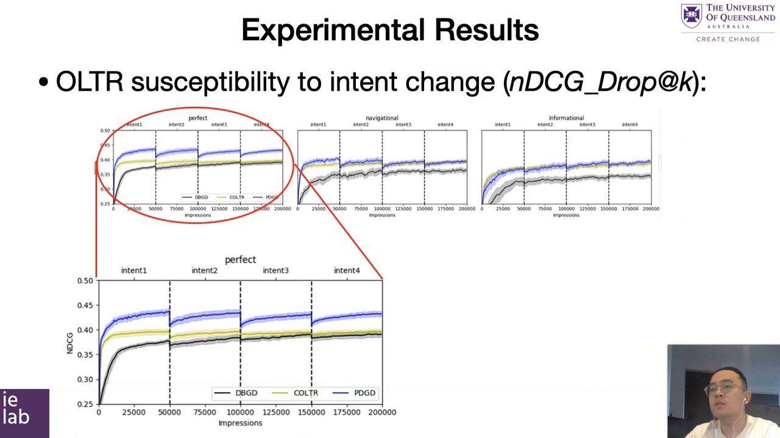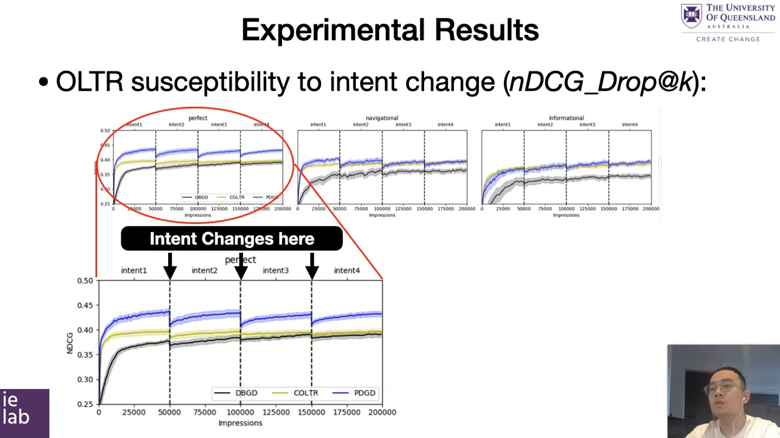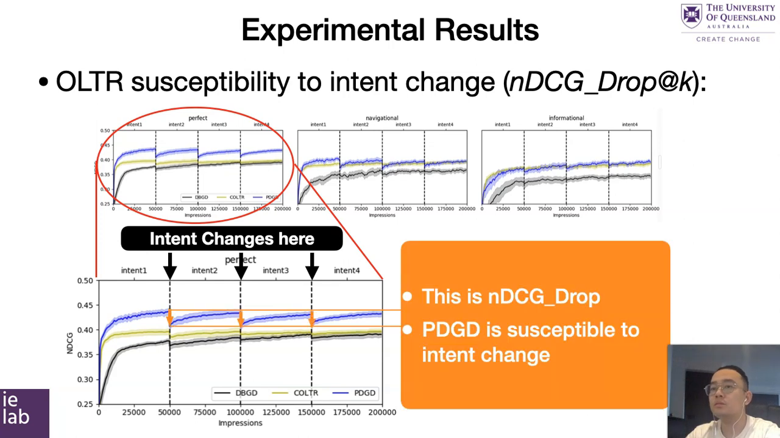We first discuss the susceptibility of different online learning to rank algorithms to user interchange. The plots in these slides are NDCG learning curves of different online learning to rank algorithms during training. Let's first focus on the perfect click model result. The dashed lines indicate the interchange points. At the 10th step immediately after these points, we move the current intent to the next intent. The plots clearly show that there are NDCG performance drops at each point. These drops are exactly what our proposed NDCG drop at k wants to estimate.